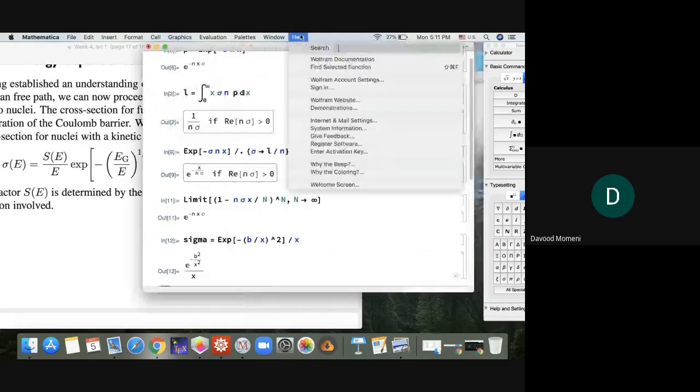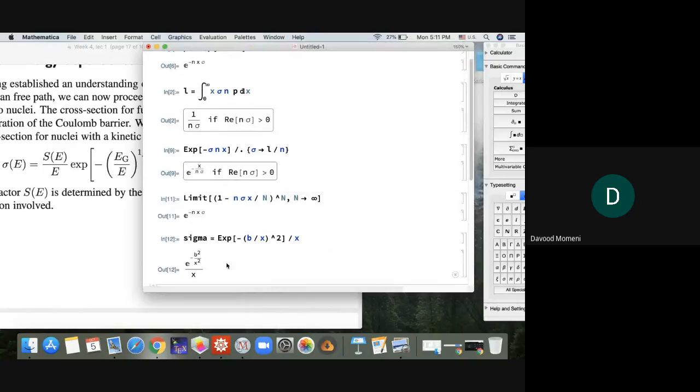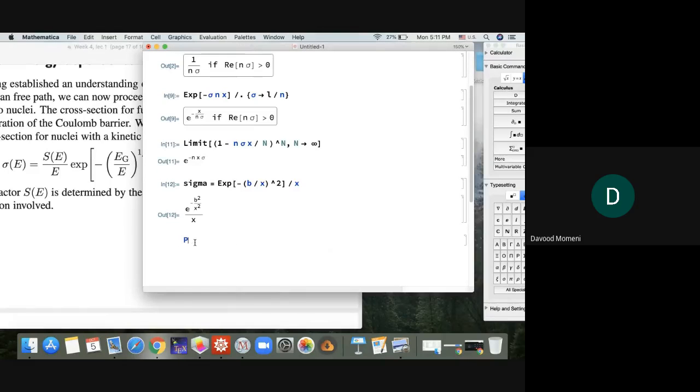Let's plot this function for several regimes. I want to plot this in 3D, for example, a plot of the function sigma, where x ranges from 0 to a large number. X is the distance between the source and the target. And then I take B, which could be any parameter, for example from 0.1 up to, I don't know, 4. Then let's see.